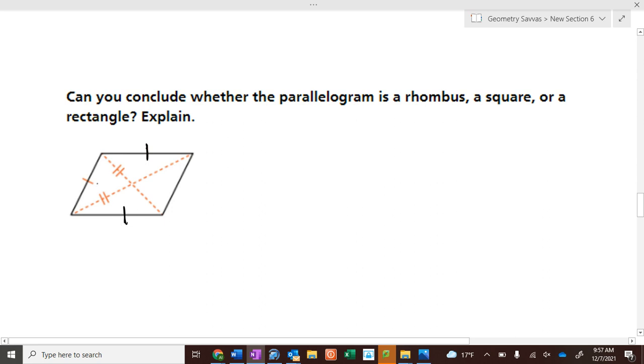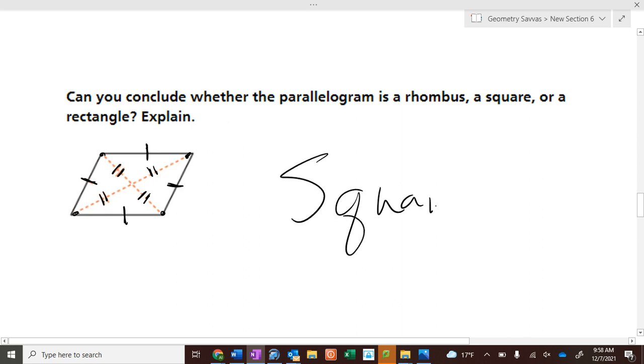Well, opposite sides are congruent, which means all of a sudden, all four sides are congruent. And then diagonals bisect each other in a parallelogram. So this is equal to this, and this is equal to this, and this whole thing from here to here should be equal to this whole thing from here to here, which makes it a rectangle and a rhombus. So to be the most accurate, it is a square.